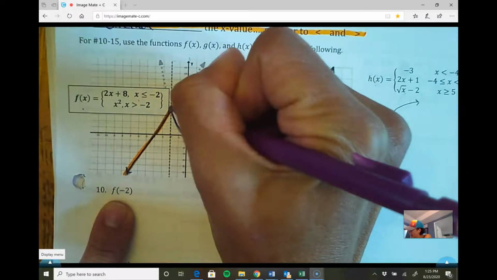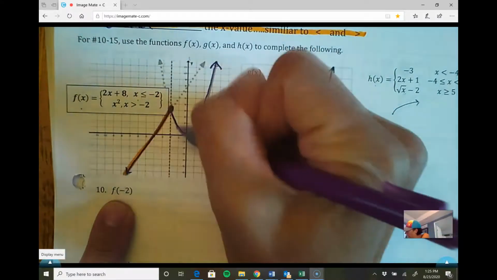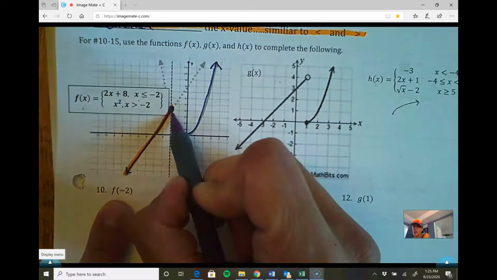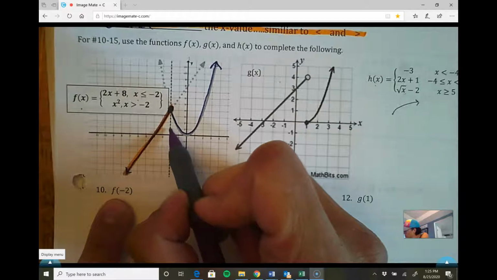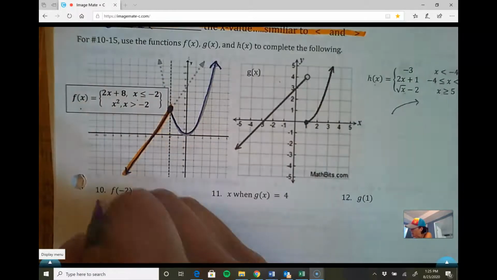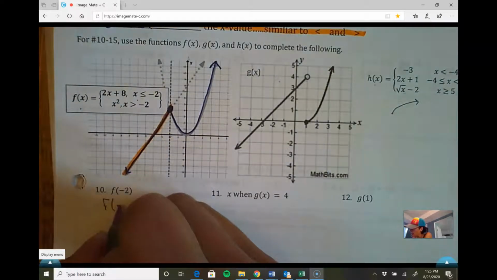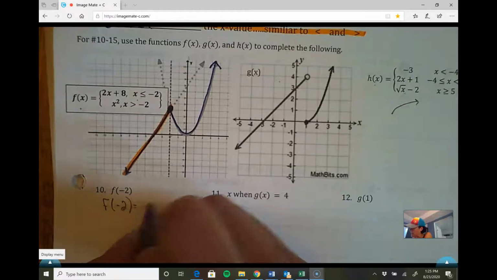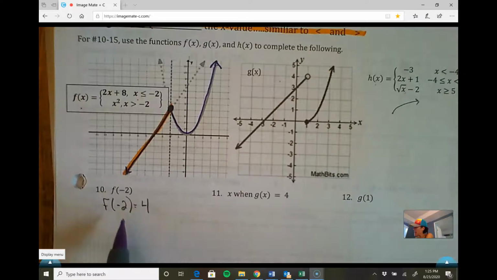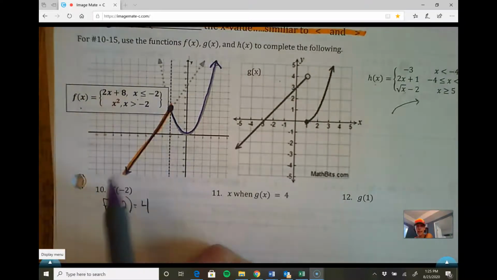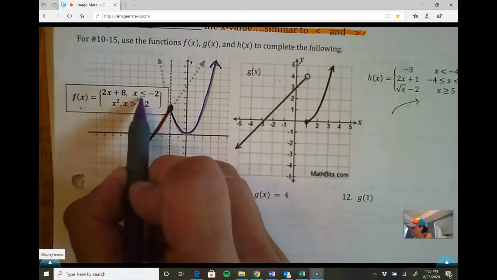And remember, this dot includes this line. So I just want to look, and I really kind of went over that dot a lot, but what's the y value there? So it's over 2, up 1, 2, 3, 4. So I can tell just by looking at the graph that if x is negative 2, my y value is 4.